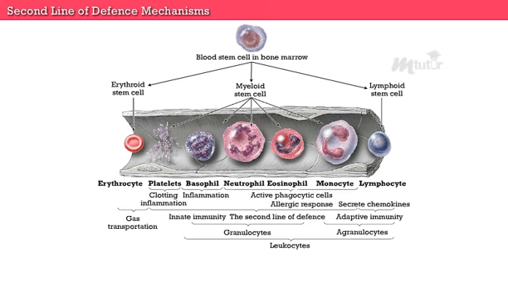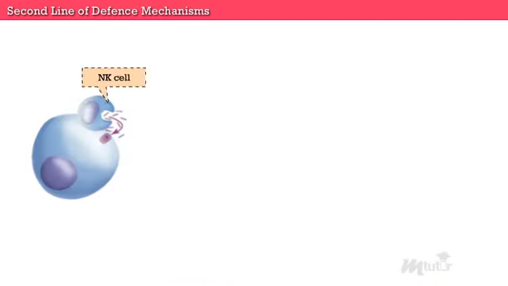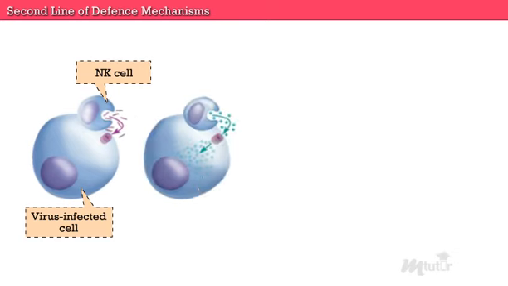Agranulocytes. Lymphocytes and monocytes are known as agranulocytes, since they lack granules in their cytoplasm. And neutrophils and monocytes are more active phagocytic white blood cells. The next cellular barrier is natural killer cells.